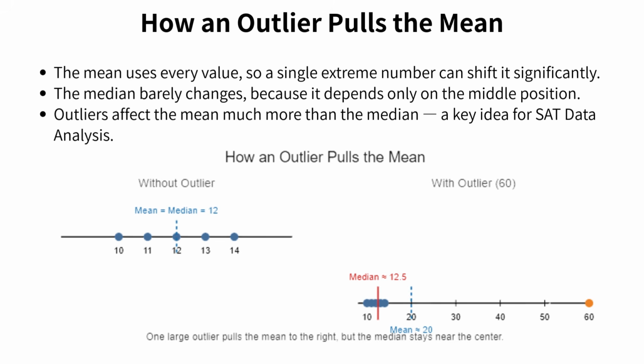The median, however, barely changes. Even with the outlier, the middle value of the ordered list is still around 12 or 12.5. This makes the median a much more reliable measure of center when the data is skewed or contains extreme outliers. Understanding this difference is essential for SAT math data analysis, because many questions are designed to test whether you know which measure of center stays stable and which one gets distorted by unusual values.